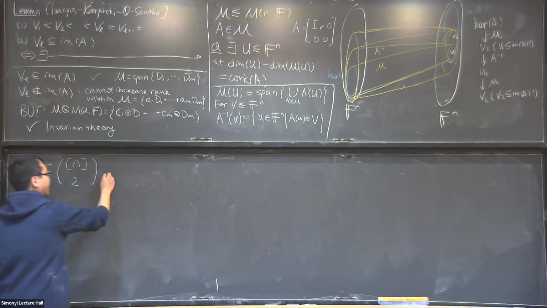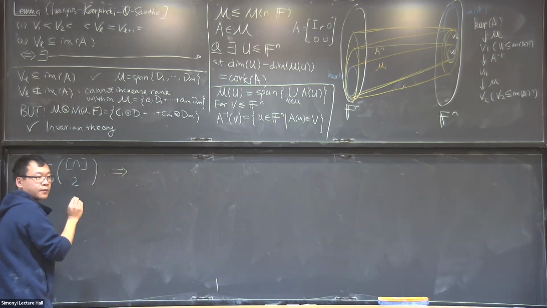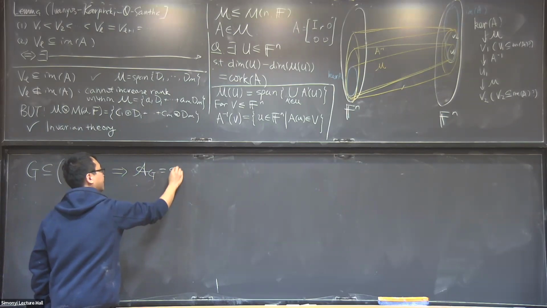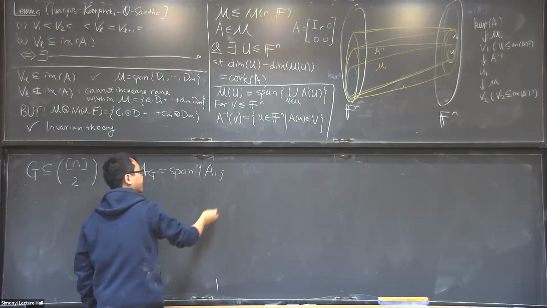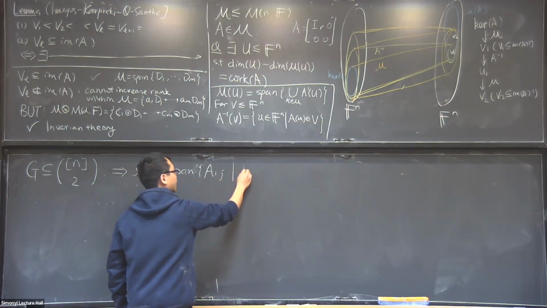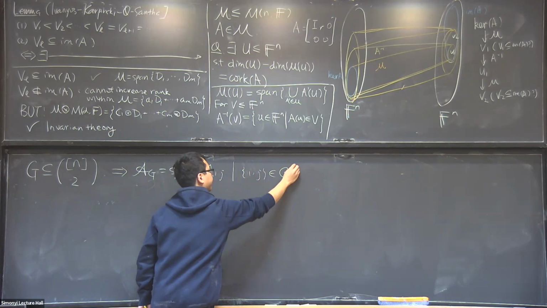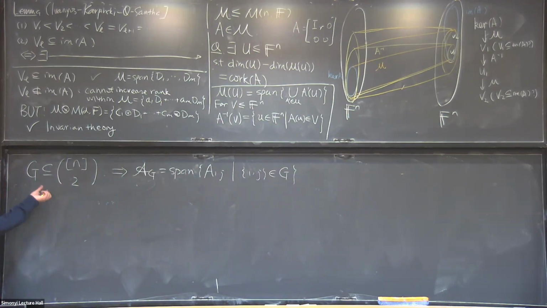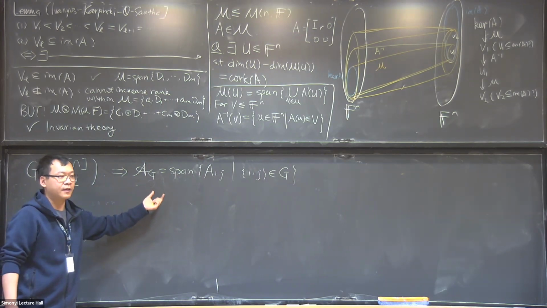And we were saying that, okay, from general graphs, you can build this skew symmetric matrix space, which is the span of A_ij, where ij is in G. So I assume that everyone knows the independent set. I want to define some structure here, which is kind of like an independent set space.